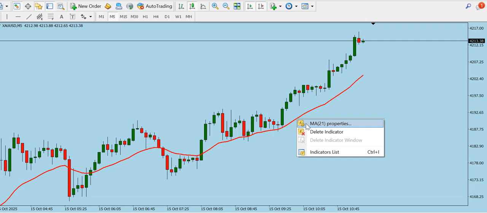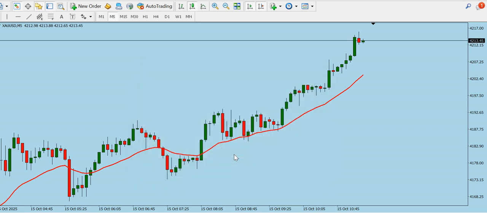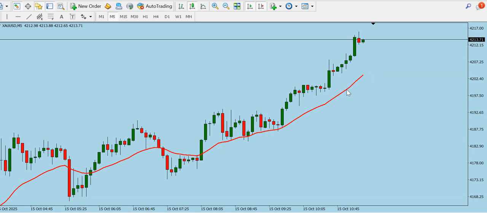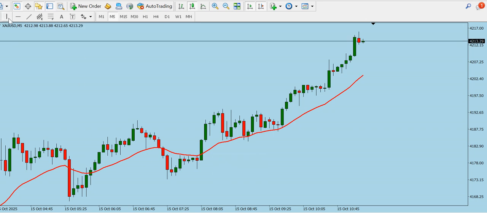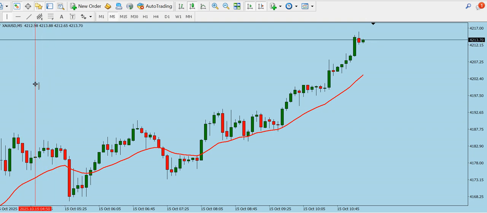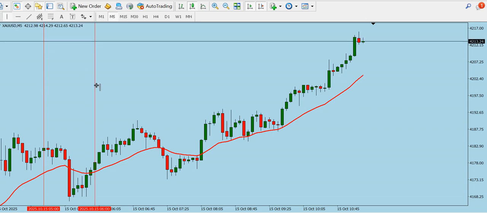I'll start with placing an indicator, the 21 exponential moving average on the 5-minute chart. This is the 21 exponential moving average. Then I'll separate into columns the charts for every 1 hour. I'll place a vertical line on every 1 hour mark.